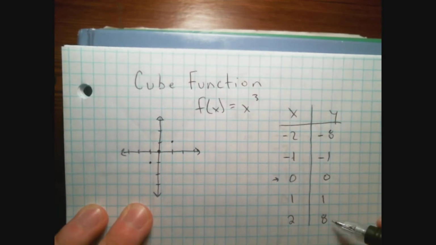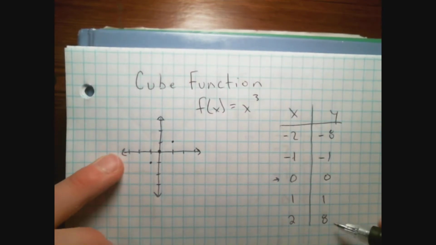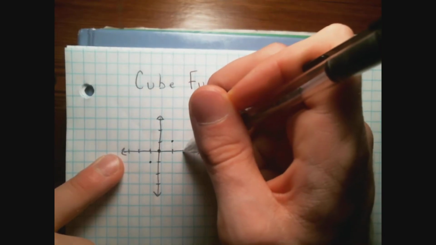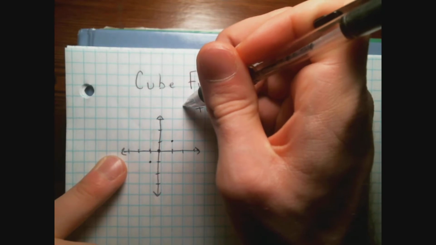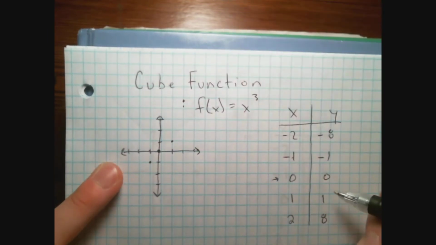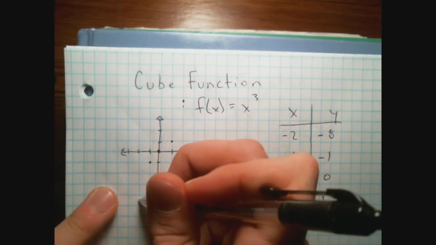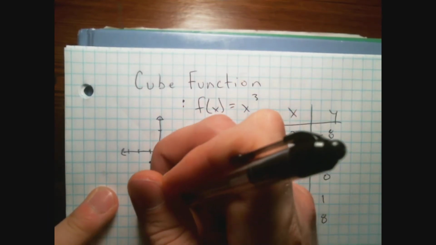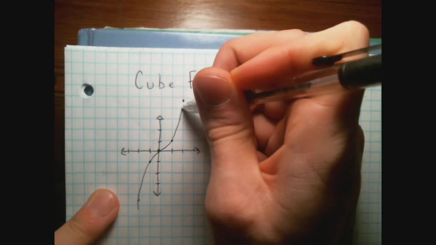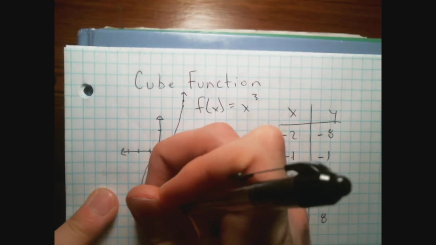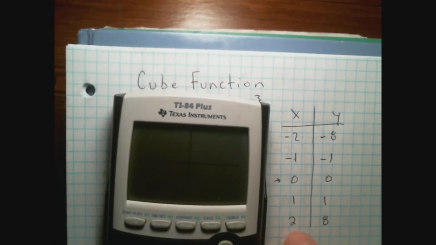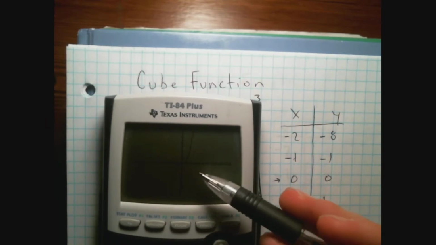Then I didn't make 8 marks here, so we're just going to imagine it. It would be something way up here, and same thing for over here. So our graph will look something like this. And if we bring our calculator back and we hit graph, it looks something like that.